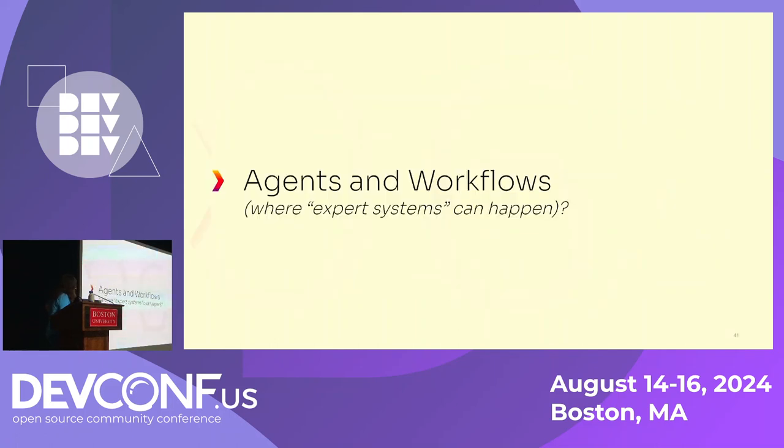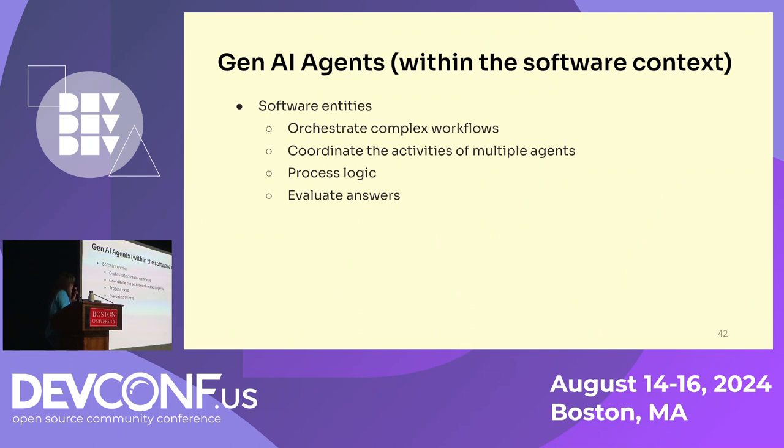One more thing I want to share is about agents and workflows. As I mentioned, LLMs are very limiting. If we want to do something more complex, more real world, like an airline reservation system, it has a lot of data that needs to flow through many subsystems. So we can think of implementing this using software entities called agents. Within the software context, these agents orchestrate complex workflows in any kind of data flow system. Because there's tons of data flowing through, like pipelines of data in an AI situation, it also coordinates the activities of multiple agents, processes all the logic and evaluates answers.